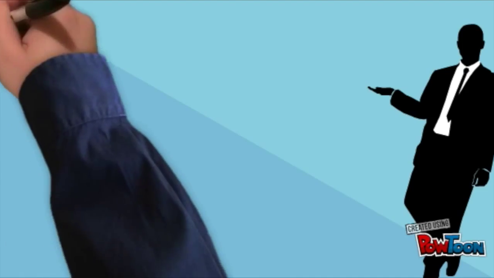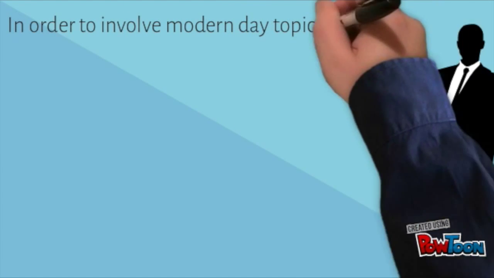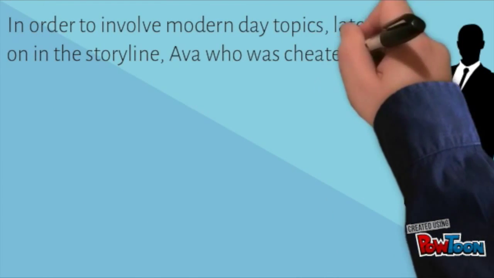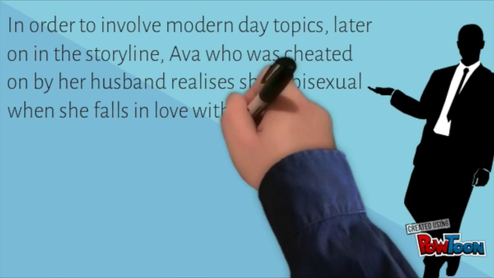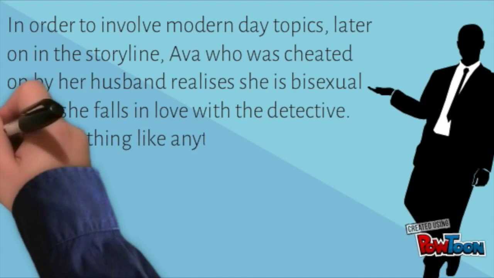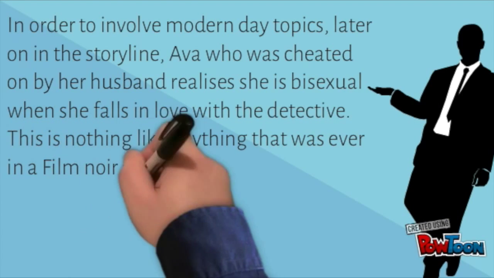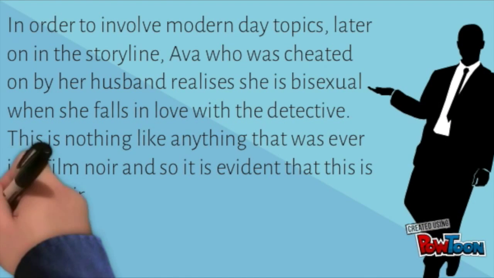As well as this, in order to involve modern day topics, later on in the storyline, Ava, who was cheated on by her husband, realises she is bisexual when she falls in love with the detective. This is nothing like anything that was ever in a film noir, so it is evident that this is a theme that we have challenged greatly.